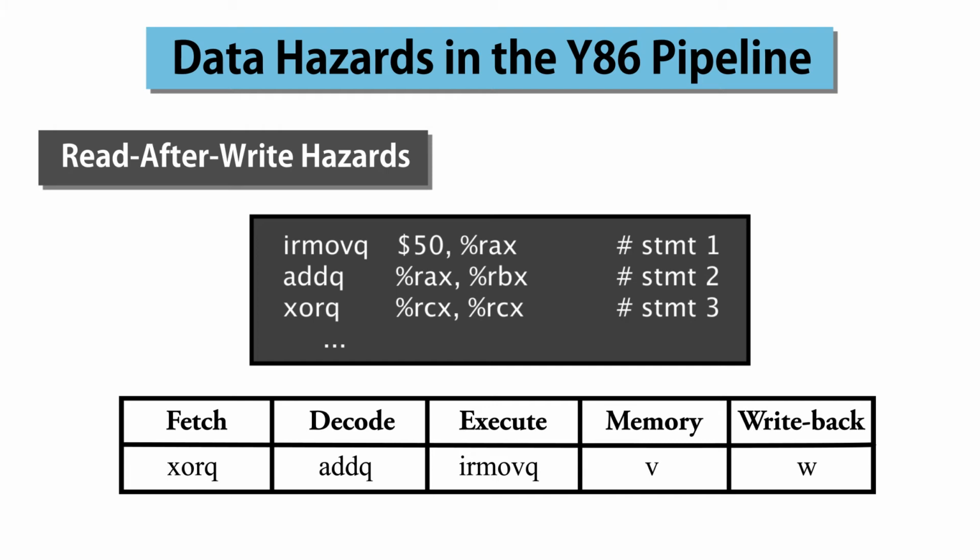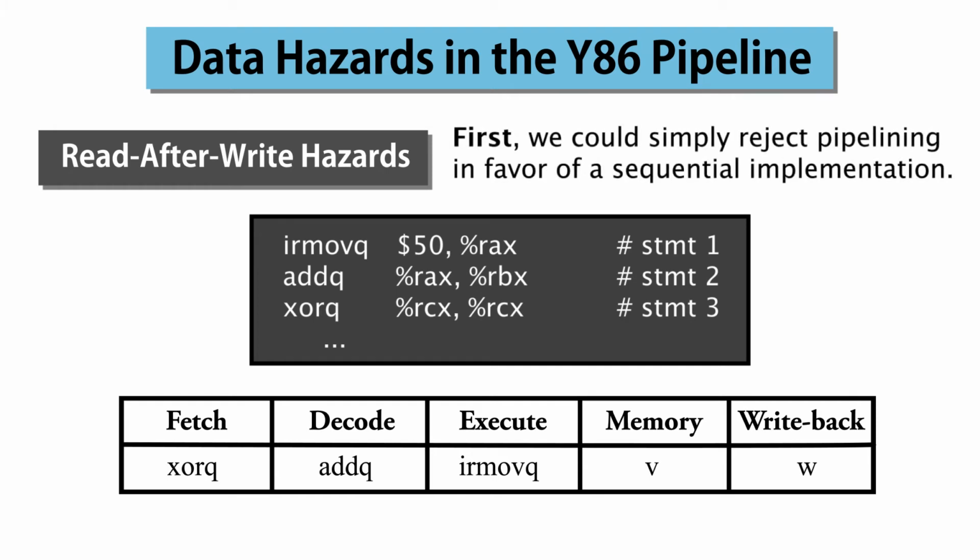Several approaches come to mind. First, we could simply reject pipelining in favor of a sequential implementation. However, this would sacrifice the very real performance benefits to be gained from pipelining, so we won't go that route unless there's no viable alternative.